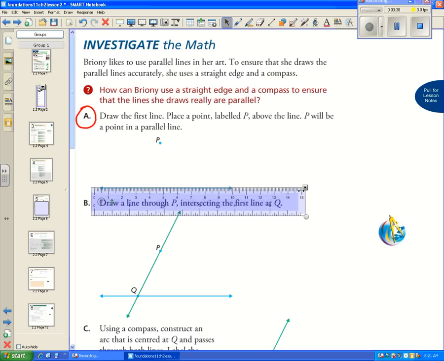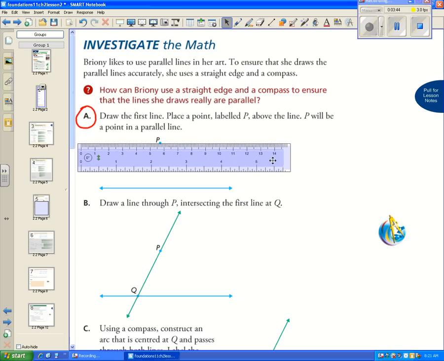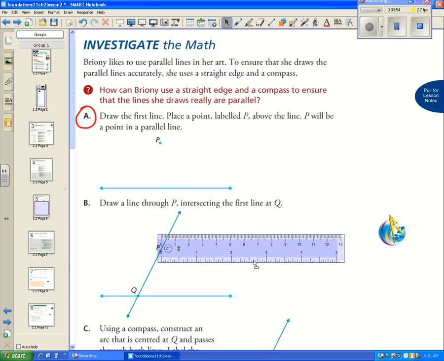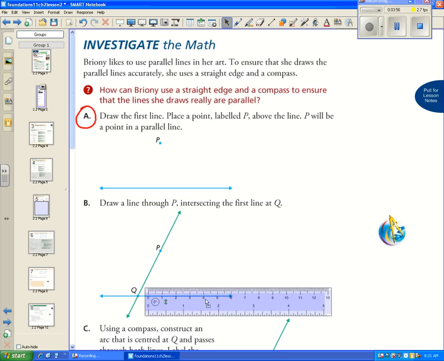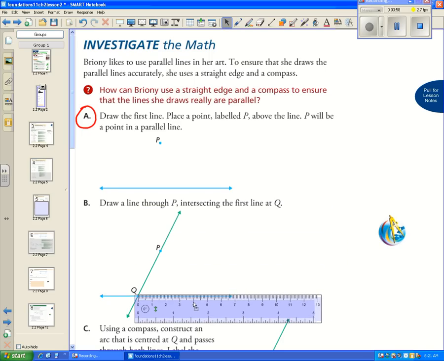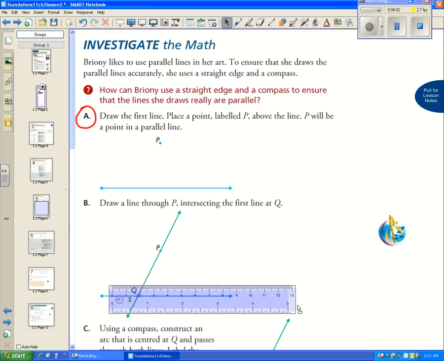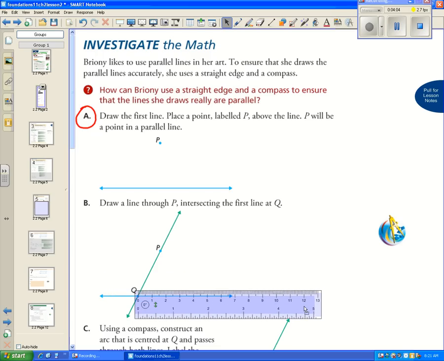Next, you're going to take your ruler and pause me because I'm probably going faster. And you are. No, now you're not going to move the way I want you to, ruler. Oh. You're going to draw a line through P, intersecting. Please, ruler, work.